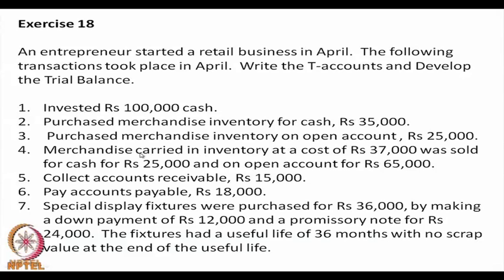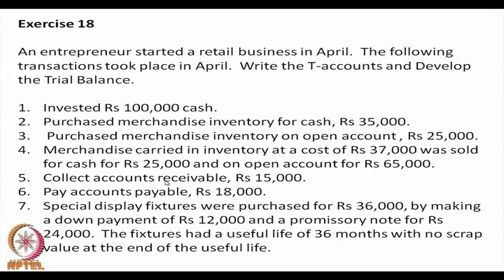Then he sold certain inventory and the inventory had a cost of rupees 37,000, but was sold for a total of 90,000, of which cash was 25,000 and credit was 65,000. Together 25 and 65 is 90,000. However, the cost in the inventory was only 37,000.